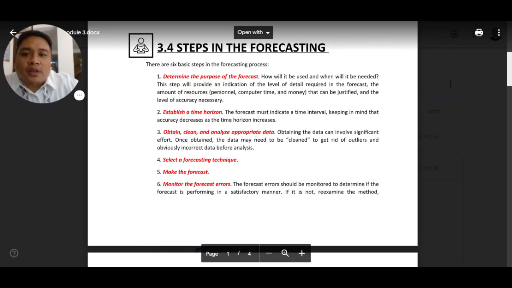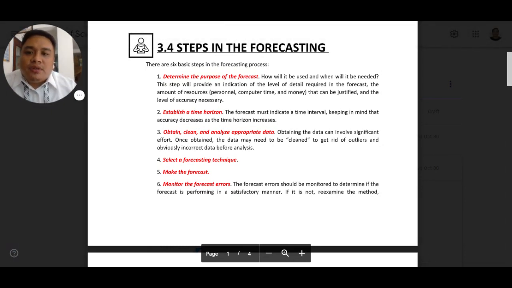So ano yung purpose natin? Basically, the objective of the organization would be one of the main purposes. But in that process, how we are able to attain that objective can be the purpose of that forecast. How can we easily, efficiently and effectively attain that objective? That's how we would be able to determine the purpose.